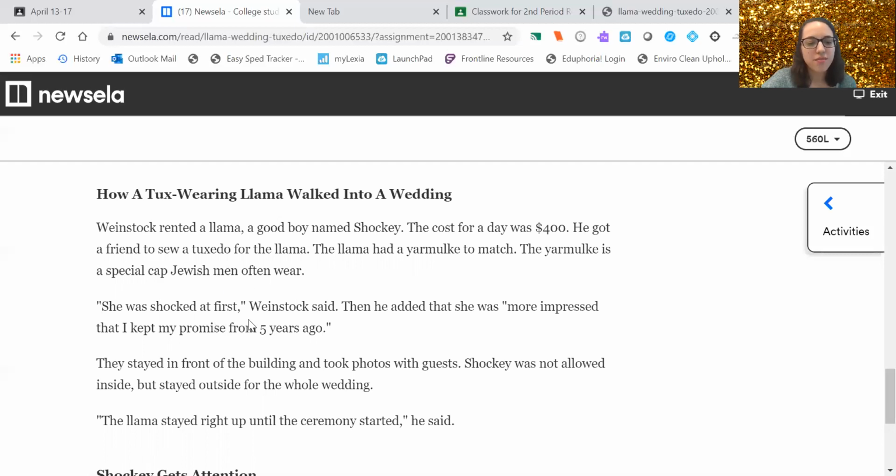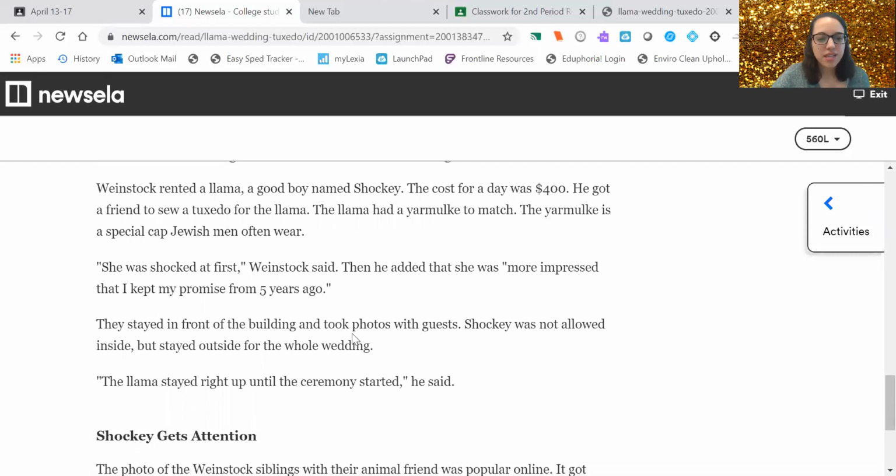The yarmulke is a special cap Jewish men often wear. She was shocked at first, Weinstock said. Then he added that she was more impressed that I kept my promise from 5 years ago. They stayed in front of the building and took photos with guests. Shocky was not allowed inside, but stayed outside for the whole wedding. The llama stayed right up until the ceremony started, he said.